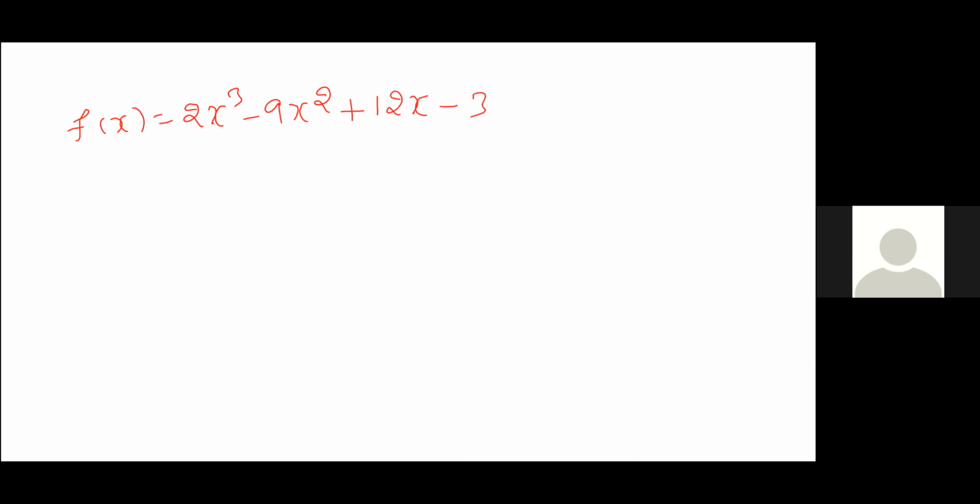So this is a function of how many variables? One variable, only one variable, right? So that means you have to apply the ordinary derivative test. No need to apply the partial derivative test. Since the function is a function of one variable, we have to go through the ordinary derivative test.